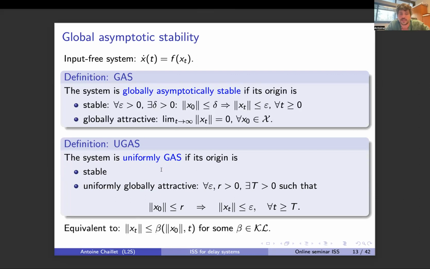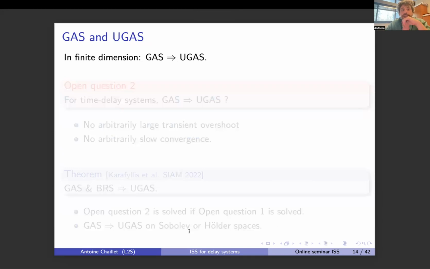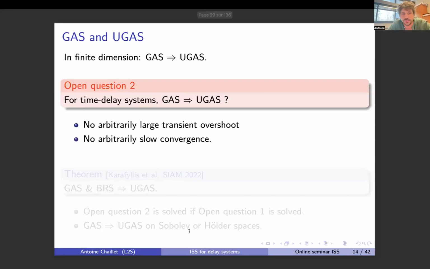And what is cool with this UGAS formulation is that it is equivalent to this natural KL estimate of the solution, meaning that x of t is bounded by a KL function of x0 and t, which is very handy for converse results, for instance, okay? So in finite dimension, we know that when you have global asymptotic stability, it is necessarily uniform. The uniformity comes for free. Open question 2: is it true also for time delay systems?